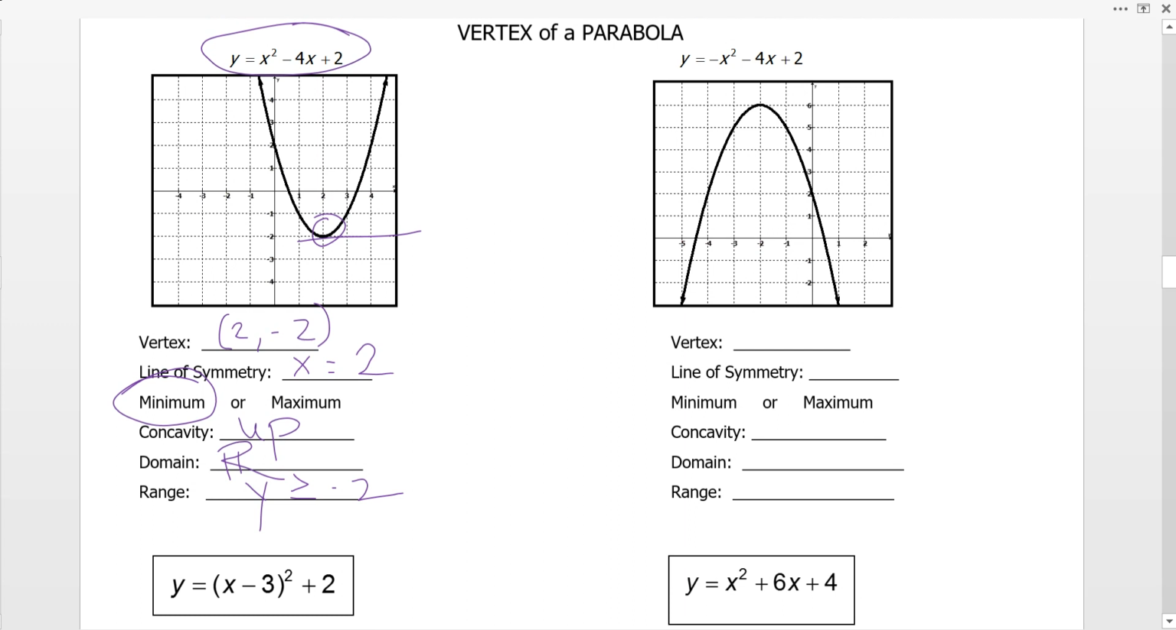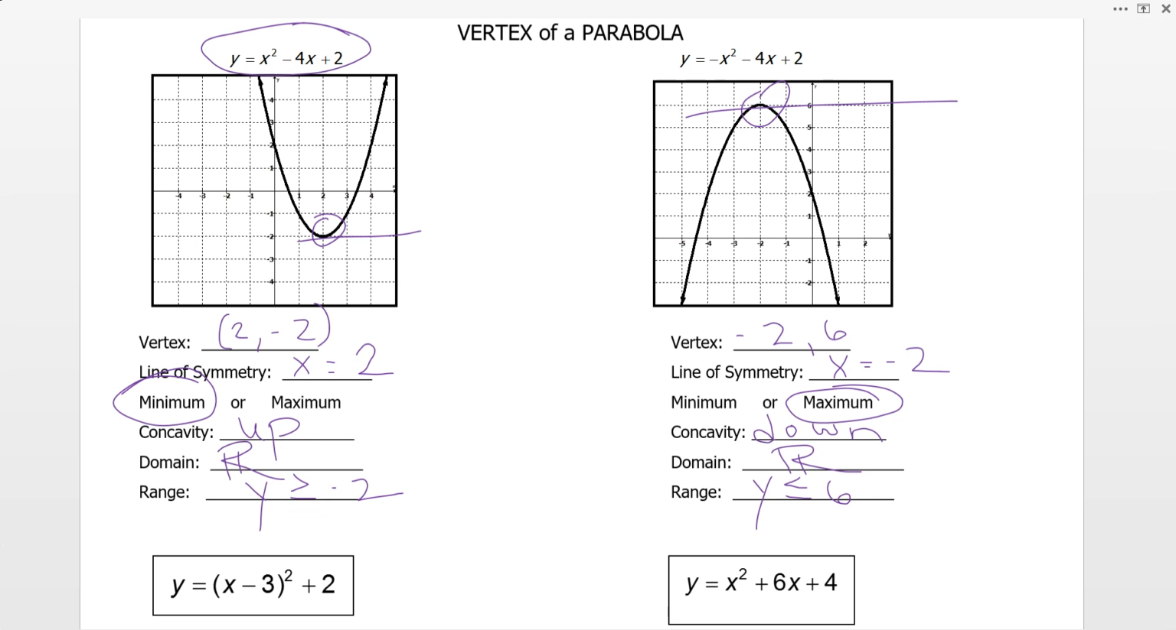Okay, so for the next one, the vertex is -2, 6. The line of symmetry is x equals -2. This one is a maximum because it's the highest point, so it's concave down. The domain is still all real numbers, but now the range is going to be less than or equal to 6 because it never goes above 6.